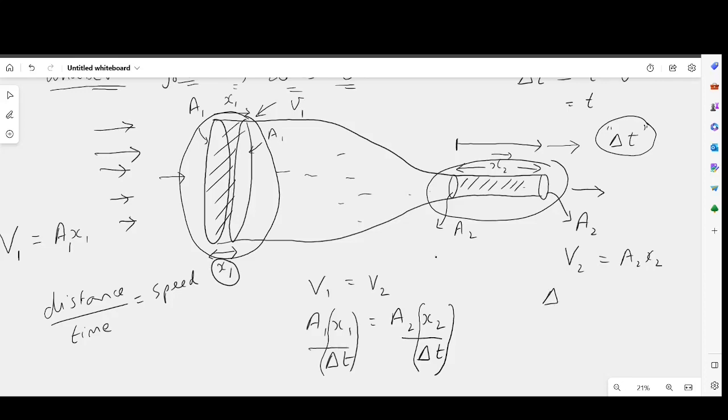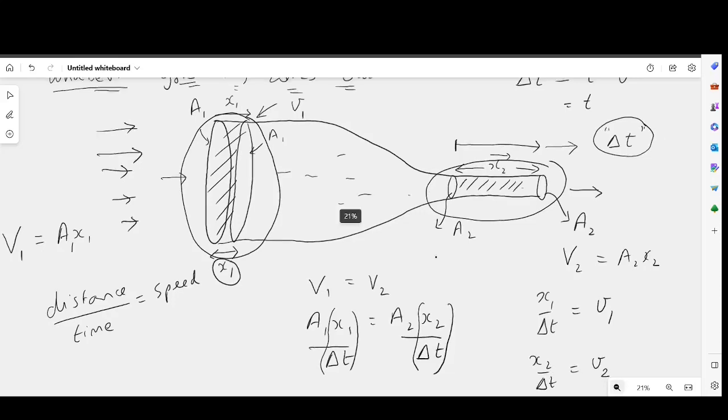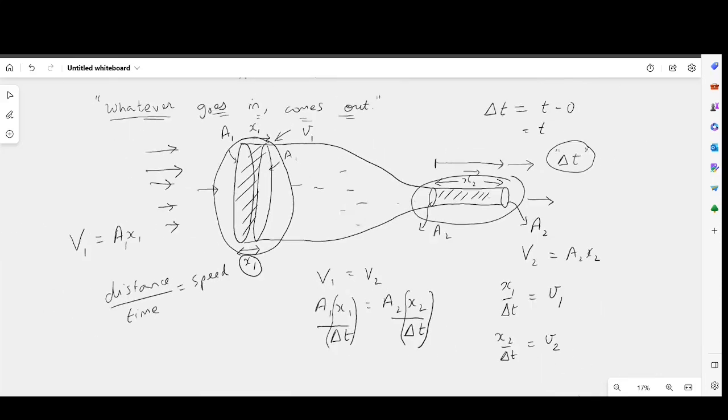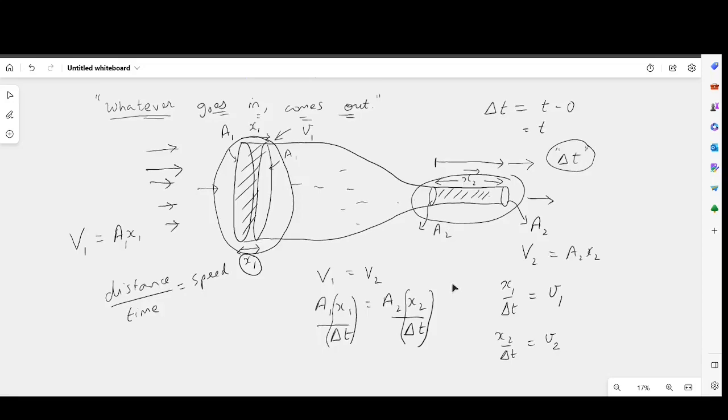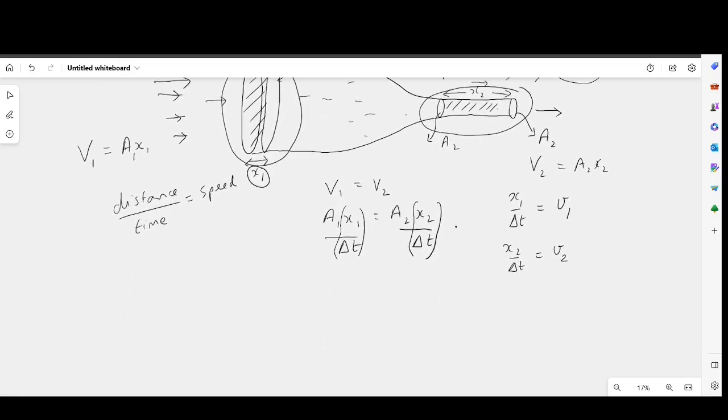So x1 by delta t is v1, which is nothing but the speed of water in the inlet area, and x2 by delta t is the speed of water in the outlet area. So I can substitute these values in the above equation. So we have A1 v1 is equal to A2 v2. So this is what we have arrived at.